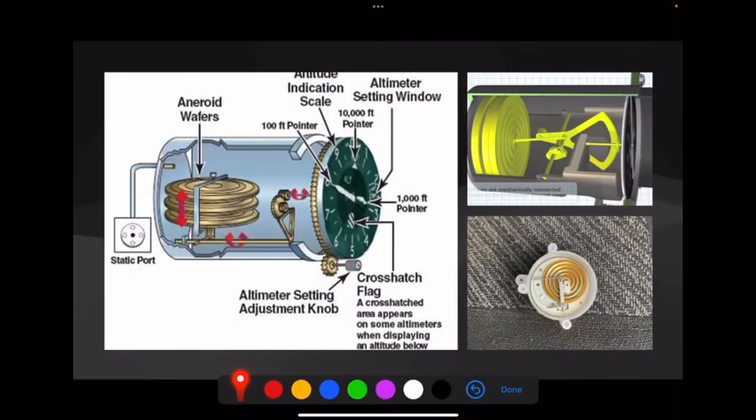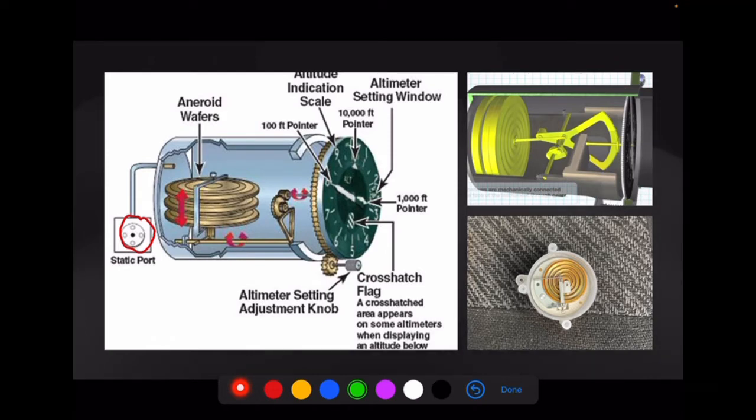Okay, so we have our altimeter here, and it's not under vacuum because you have the static port, so that's letting air in and out. You've got your aneroid wafers, your discs or plates, whatever you want to call them. When the pressure decreases, they should separate more, and when it increases, they should squish together. So let's say you're going down in elevation, pressure increases, they squish together.